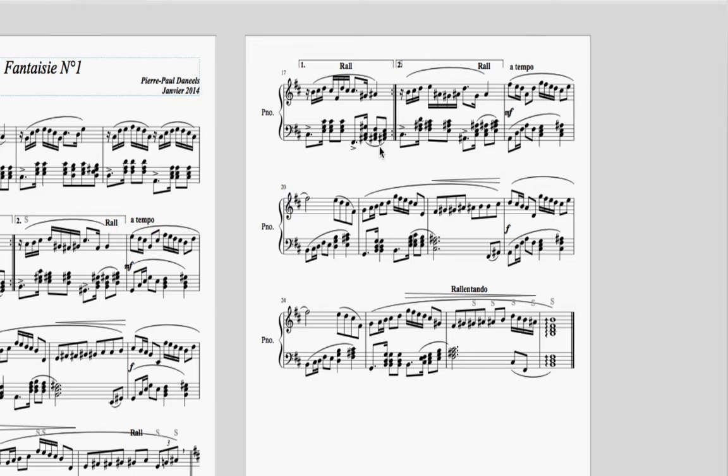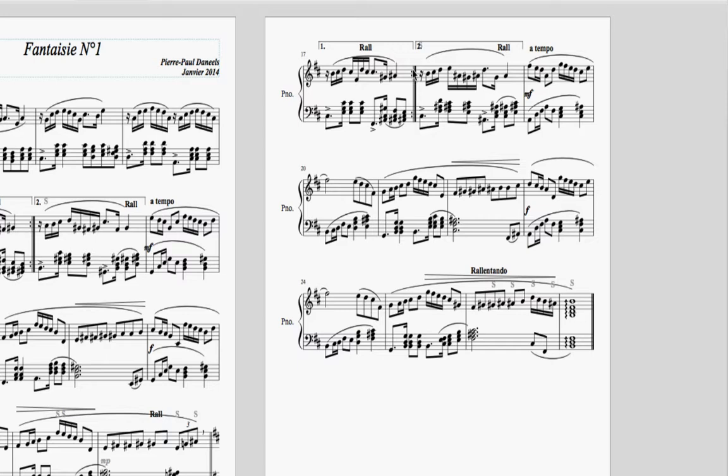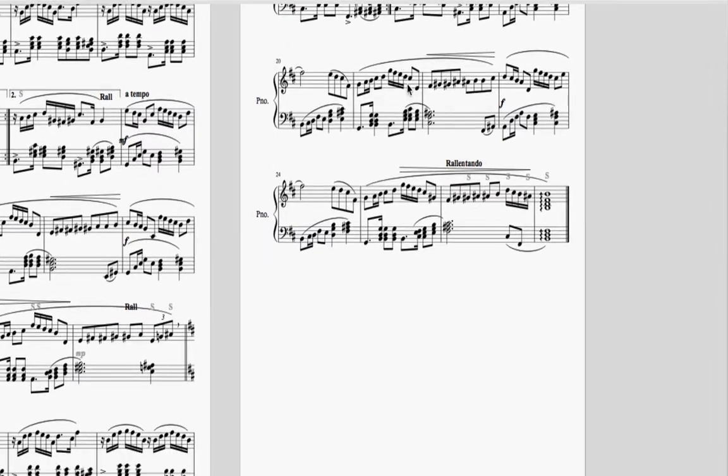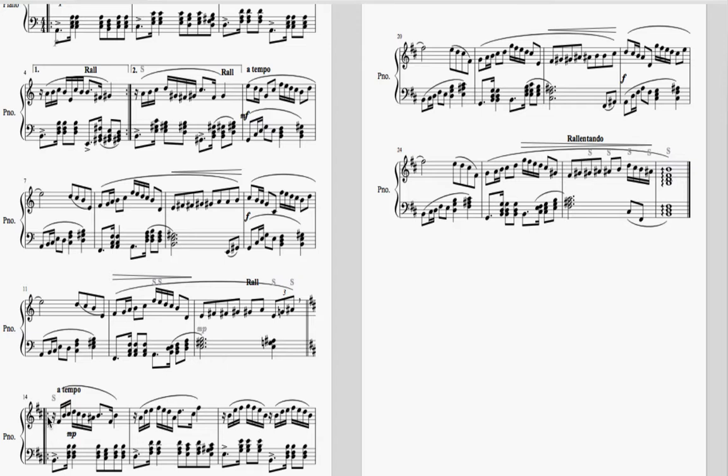rallentando. Okay, another repeat. So let's look at this repeat. Remember, this is going to mean go back to the one that's encapsulating it. So we have to go backwards in our piece, and it takes us to here, right? It does not mean go all the way back to the beginning. There's going to be another one.